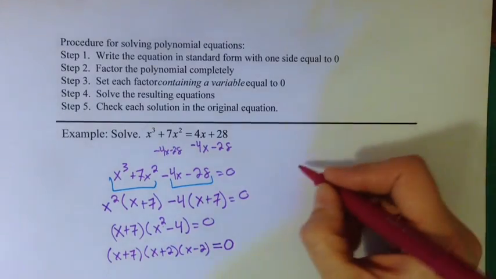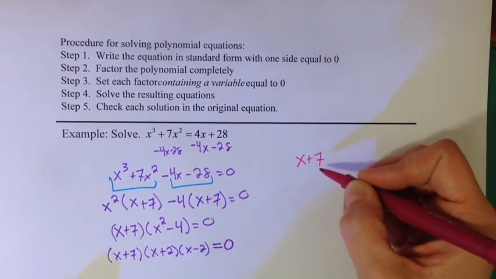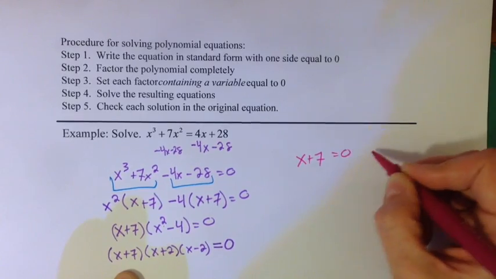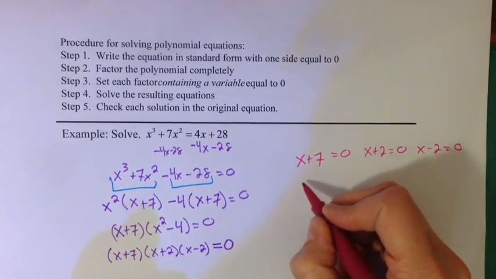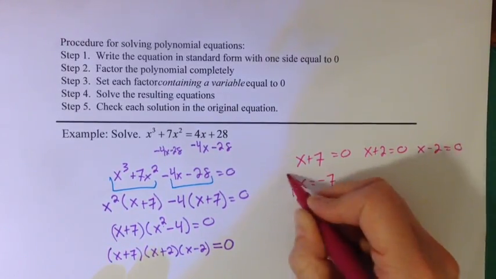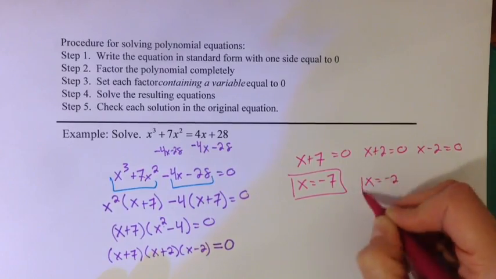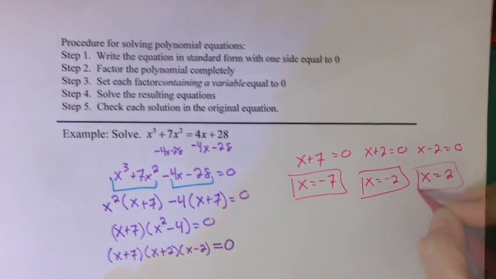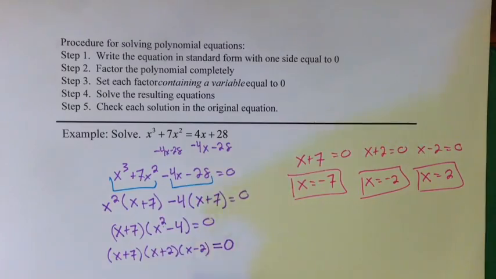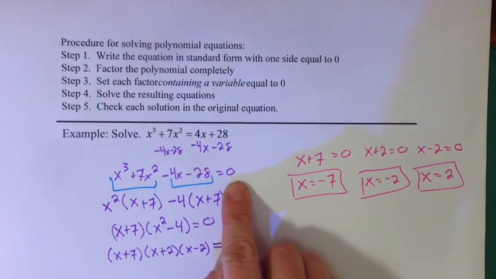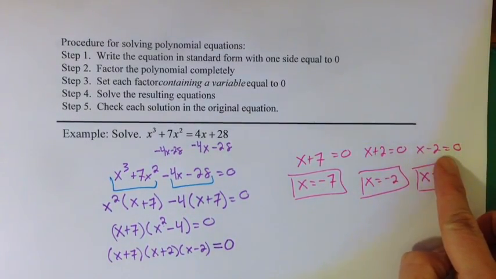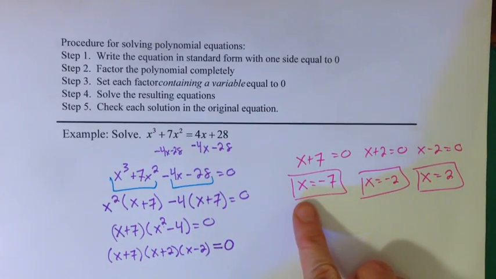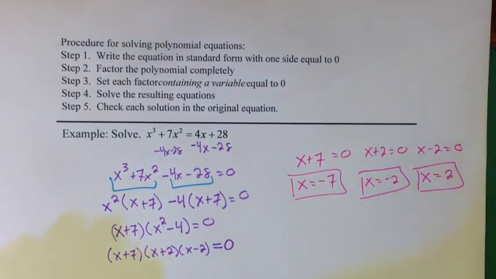I'll set each factor equal to 0 and then solve the resulting equations. So I have x plus 7 equals 0, x plus 2 equals 0, x minus 2 equals 0, which gives me x equals negative 7, x equals negative 2, or x equals positive 2. So again, what we did to solve this equation was to first move everything over to one side so that we have a polynomial set equal to 0. Then we factored the polynomial as much as we could, and then set each factor equal to 0, which gave us 3 little equations that we could solve, giving us 3 answers.